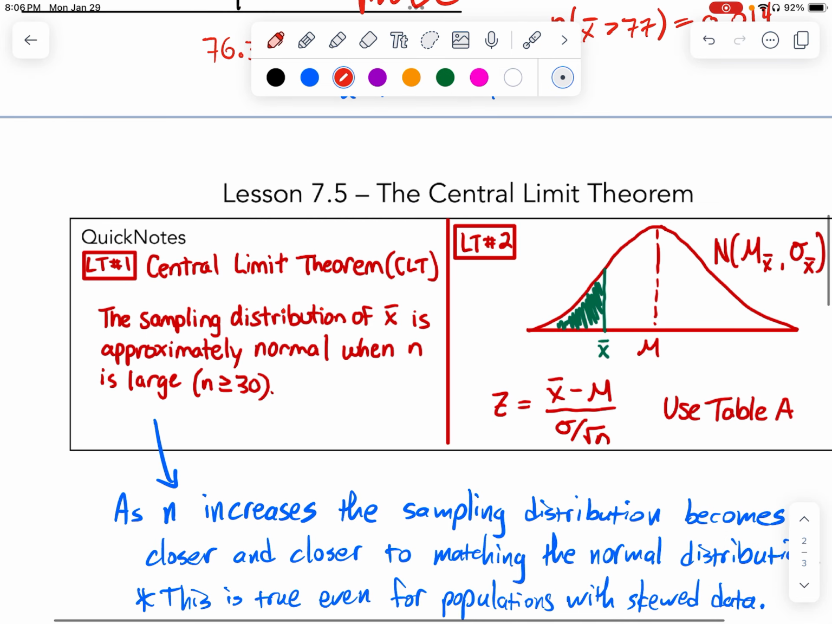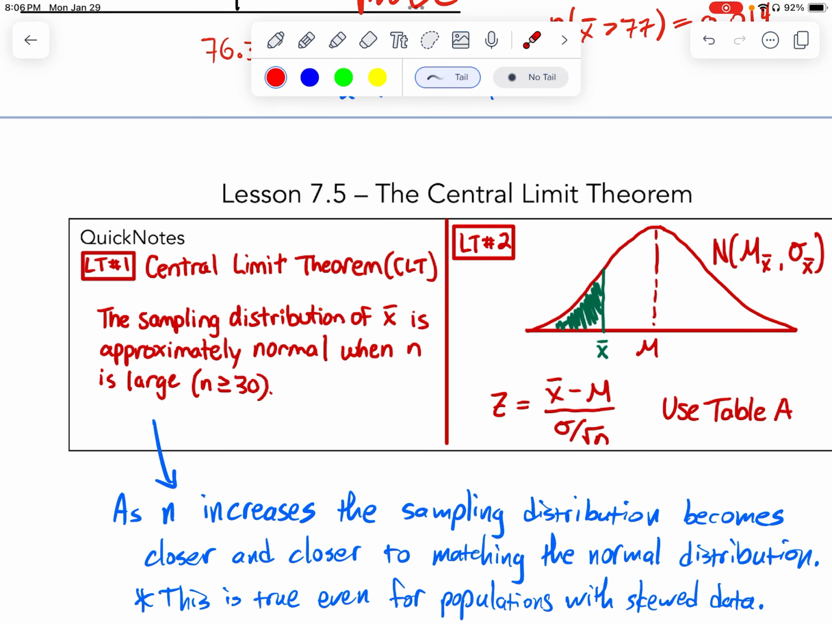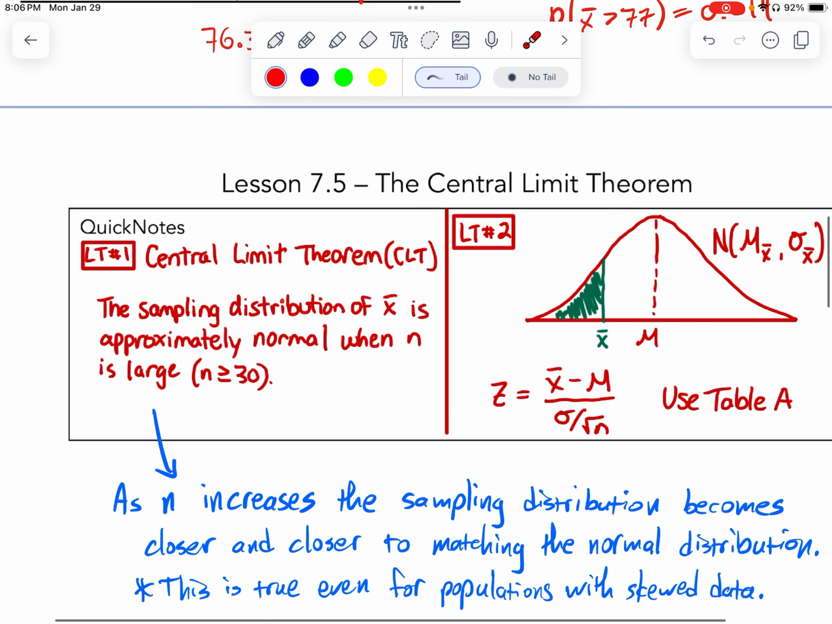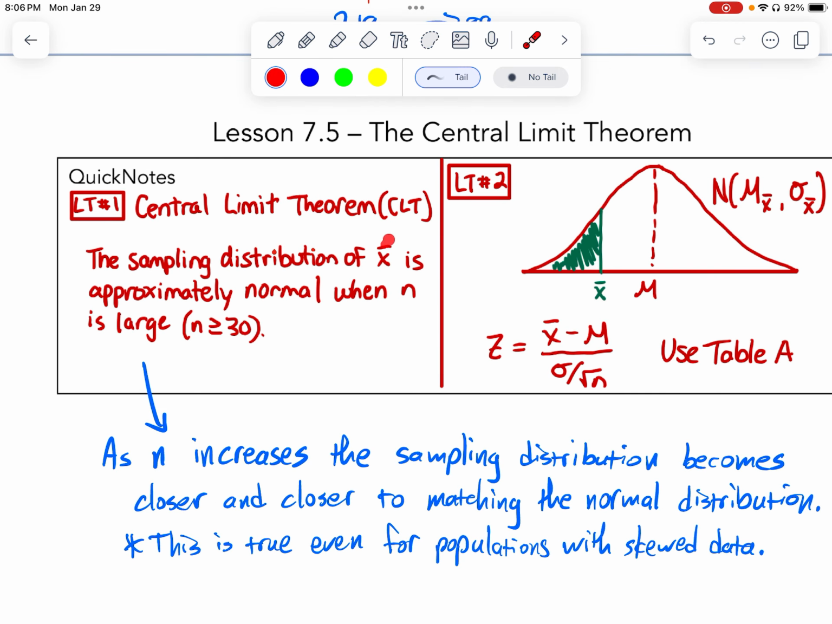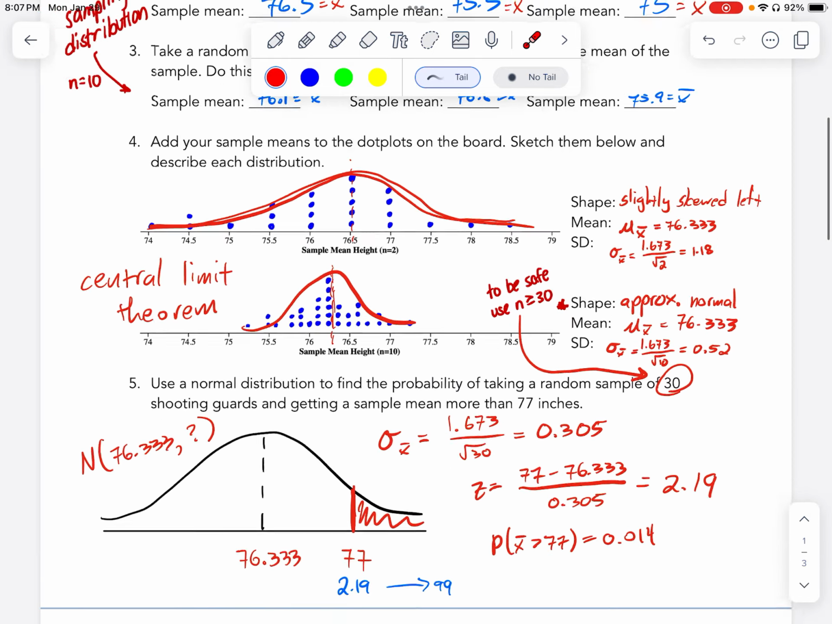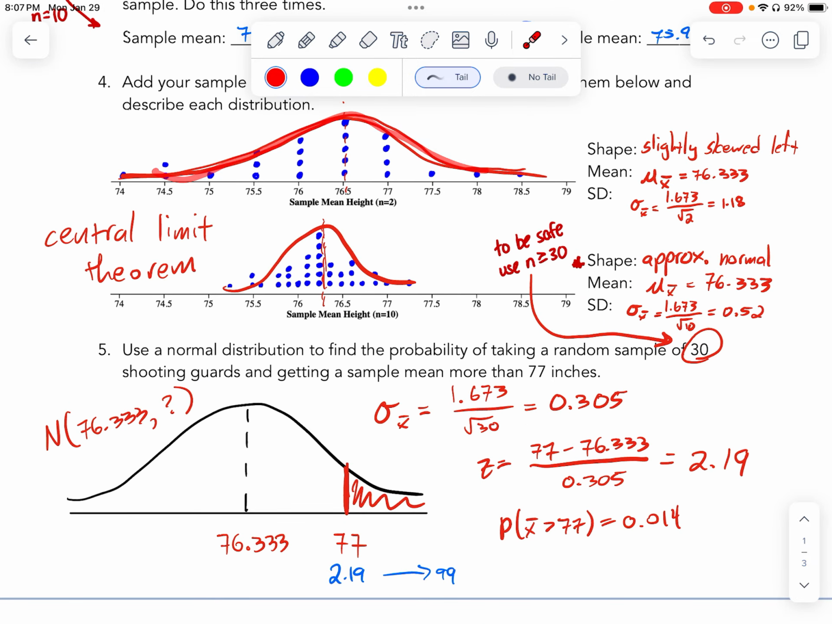All right, so what did we learn? One of the big takeaways is the central limit theorem, which I mentioned above: the sampling distribution of X bar is approximately normal when n gets large enough, when the sample you're grabbing is at least 30 items that you're going to average. So that's what we learned right up here. 2 wasn't enough because it was still slightly skewed left. 10 looked better, but it wasn't enough. The accepted cutoff in AP Stats is 30 to be safe.